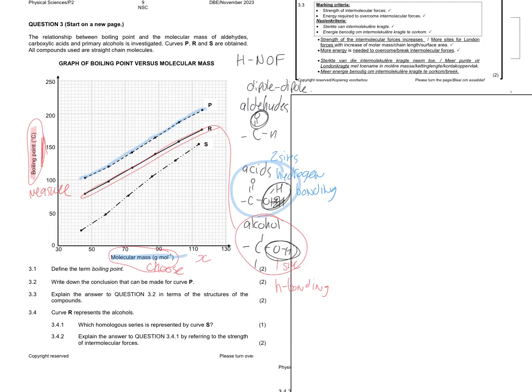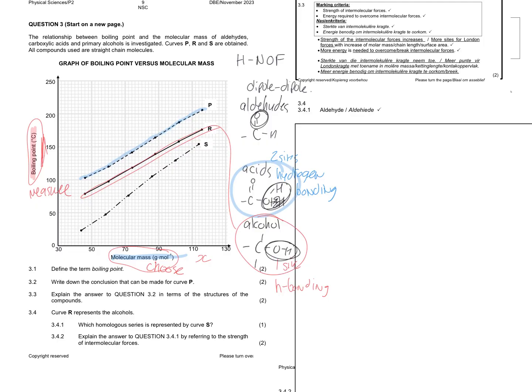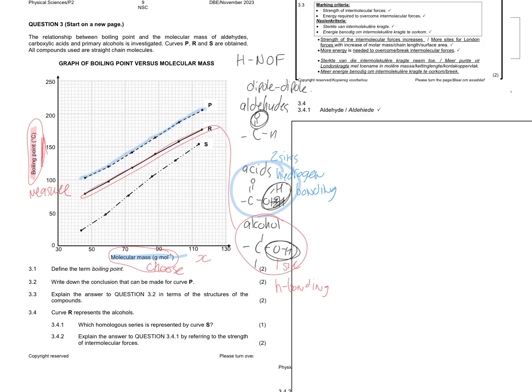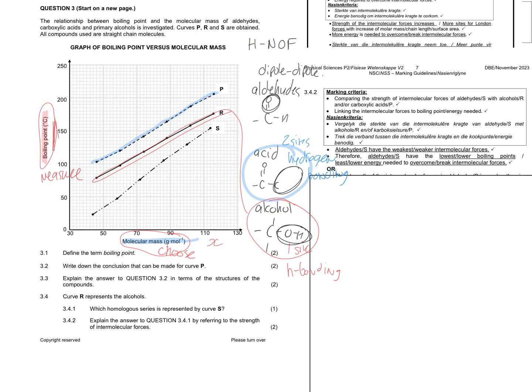So for 3.4.2, they ask you to refer to the strength. Curve S is the aldehydes. If they ask you to refer to the strength, you need to compare S to R and P. The aldehydes have dipole-dipole, and the acids and the alcohols have hydrogen bonding. So the aldehydes, or S, have the weakest intermolecular forces out of the three of them. Therefore, they have the lowest boiling points because you need less energy to overcome the intermolecular forces.